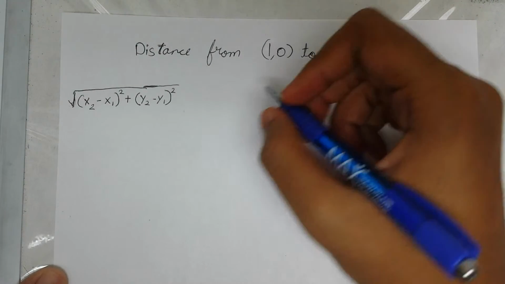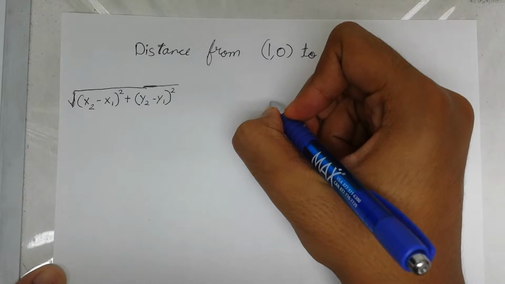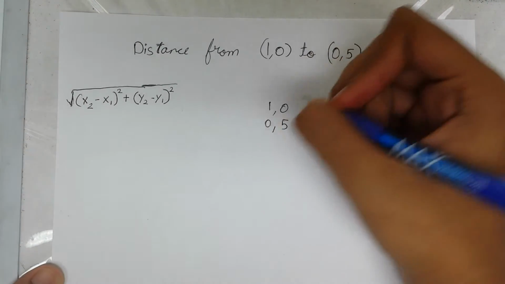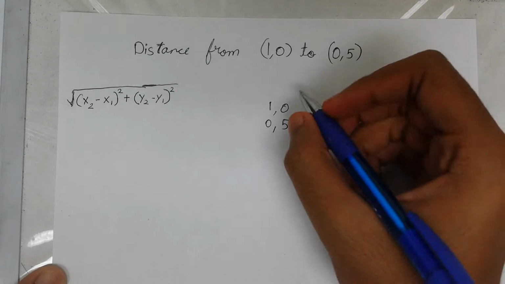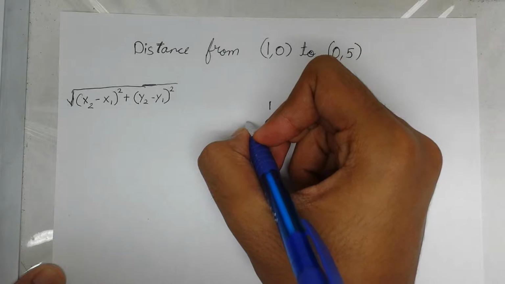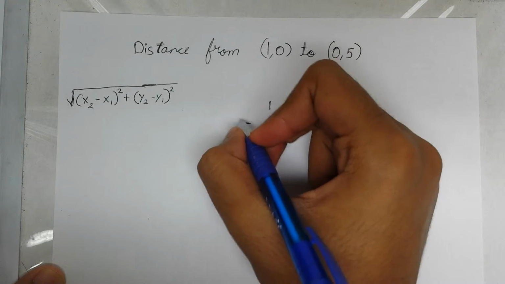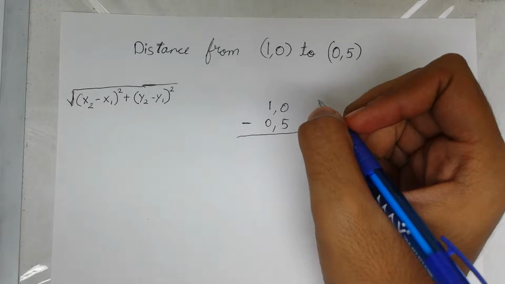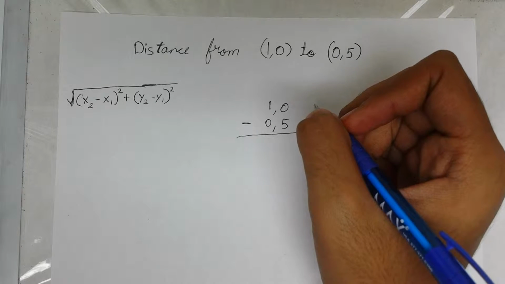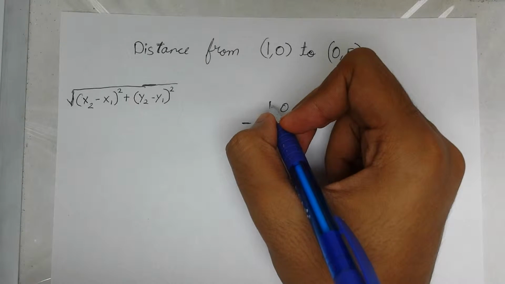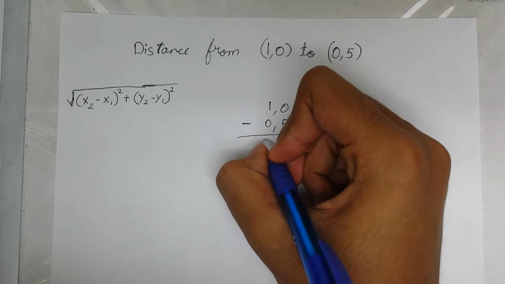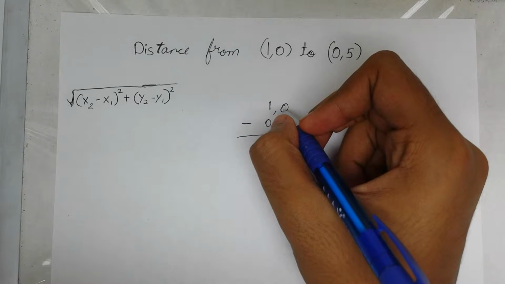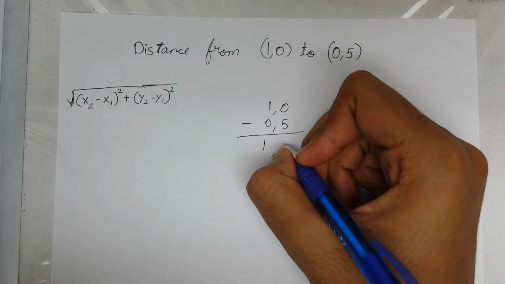First, stack the numbers up. Stack the coordinates up, like this, just on top of each other. And then, subtract them. What I mean by subtract is, put a subtract sign on the side, and then literally just subtract it. But instead of going from right to left, we're going from left to right. So we're doing 1 minus 0, which is 1. And then we're doing 0 minus 5, which is negative 5.